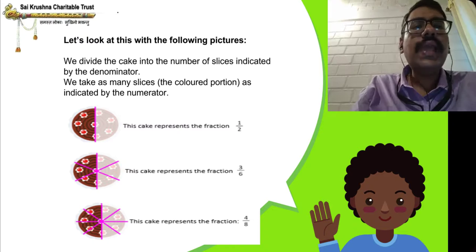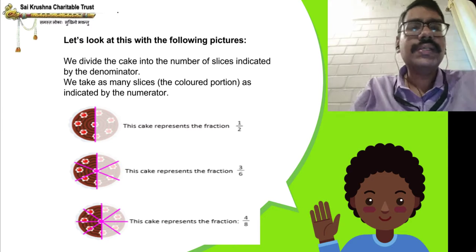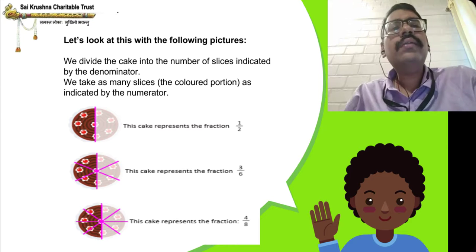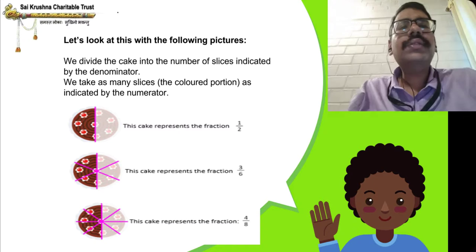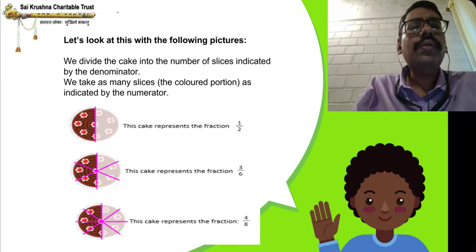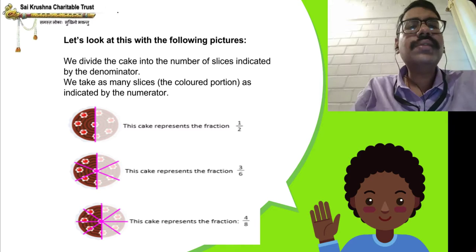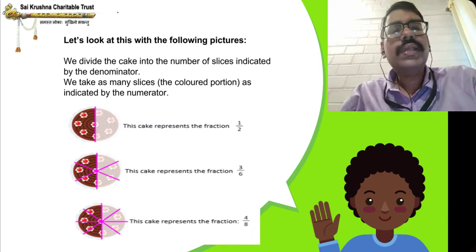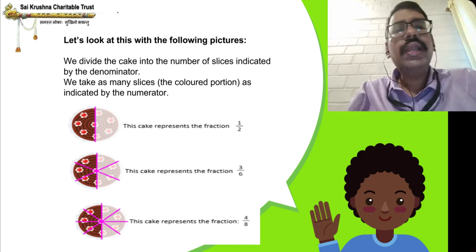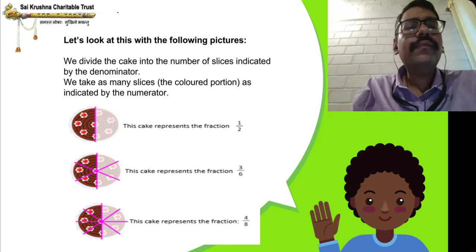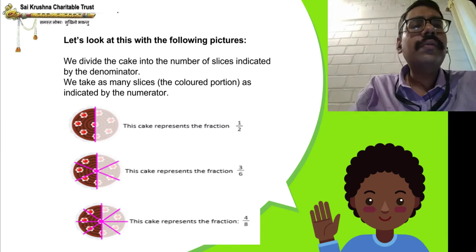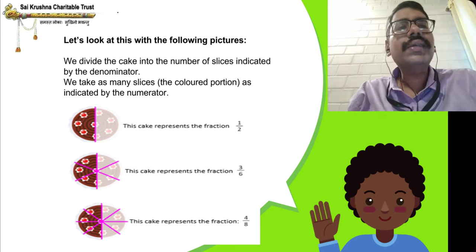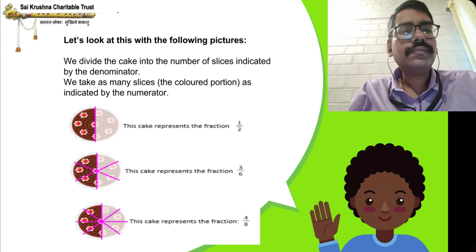Now in the next, the cake is divided into 6 pieces. Okay. So Raju ate 3 pieces of that. What part of the cake did Raju eat? 3 by 6. 3 by 6 is also equal to 1 by 2. How? 3 ones are 3, 3 twos are 6. So 3 by 6 is equal to 1 by 2. The next cake is divided into 8 equal pieces. Ram ate 4 pieces of the cake. How many pieces did Ram eat? 4 out of 8, or you can write the fraction as 4 by 8.